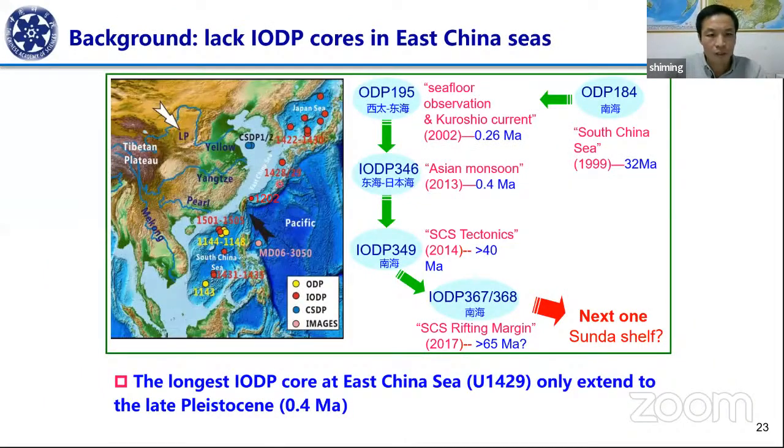However, unfortunately, there is very little drilling. There is almost no DSDP, ODP, or IODP drilling in these regions, mostly because the seawater is too shallow. And the longest IODP cores in the East China Sea, U1429 and U1428, only extend to the late Pleistocene. I attended this cruise, IODP 346, and the bottom age is around 0.4 million years. So this is very young.